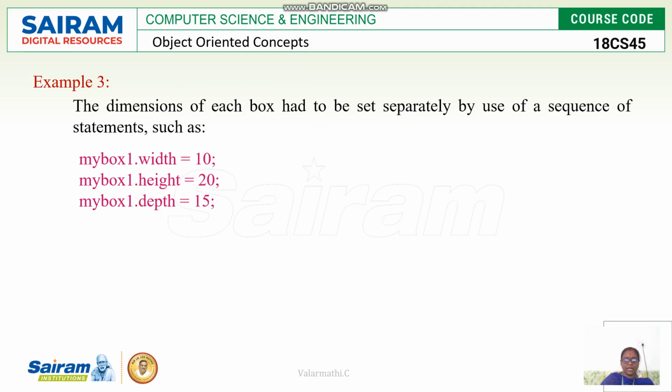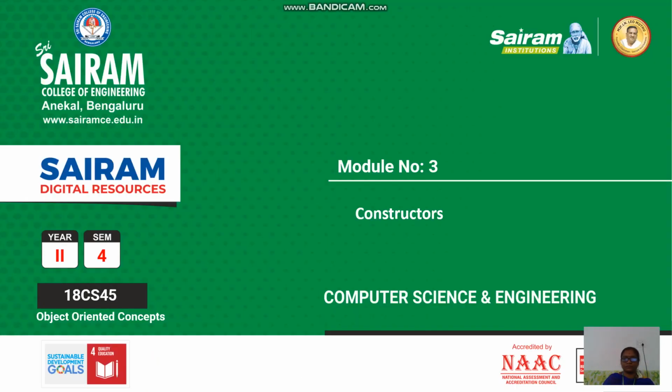Then another example, how I can assign values by using the dot operator. My box 1 is my object. Using that object dot instance variable, I can assign the value of width as 10. I can assign the value of height as 20. I will assign the value of depth as 50.